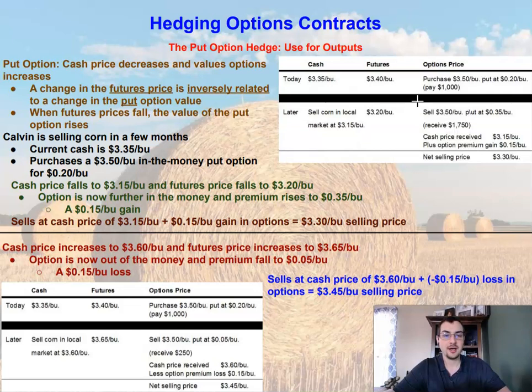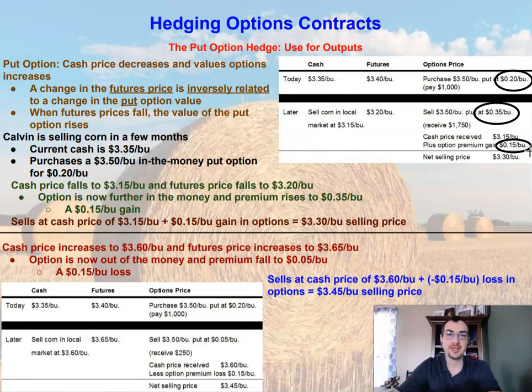Meanwhile, we sell that options contract at $3.50 per bushel. We're going to go ahead and sell that contract. We originally purchased that put option at that strike price of $3.50. We're going to go ahead and sell it at a price of 35 cents. Remember, we bought that contract at 20 cents. We sell it at 35 cents. So we receive a gain of 15 cents per bushel.